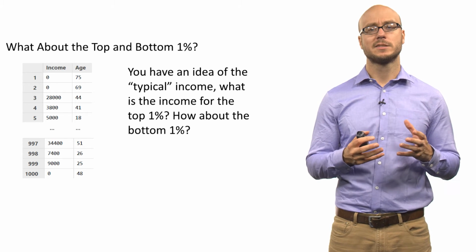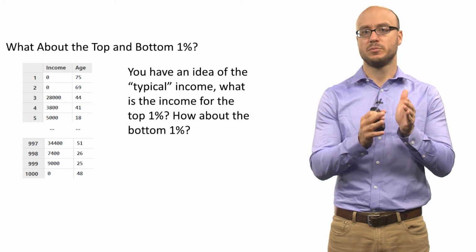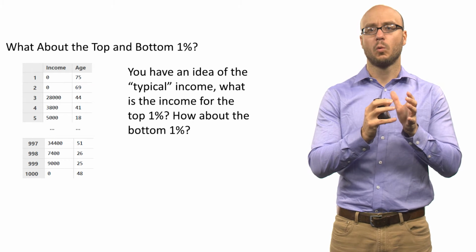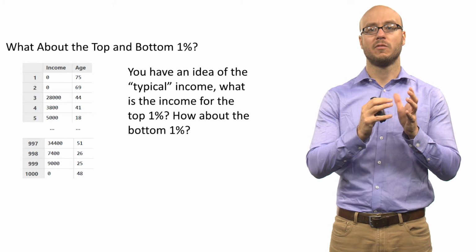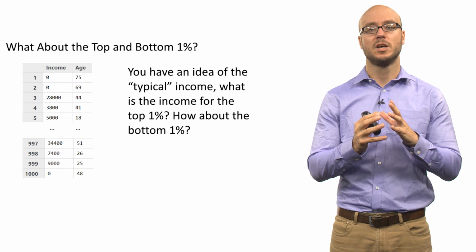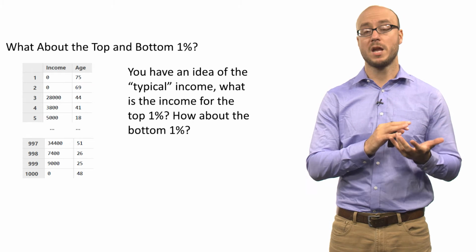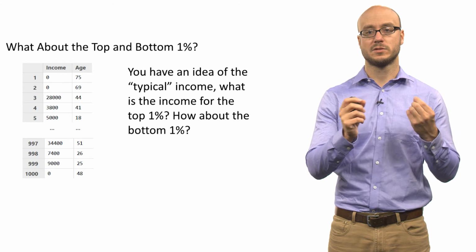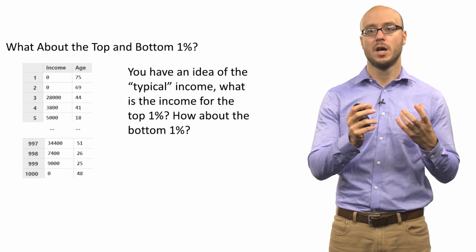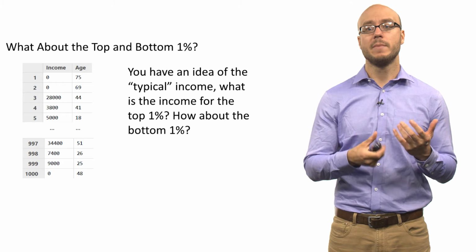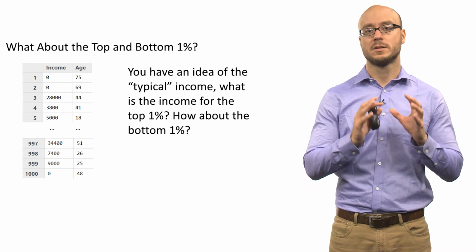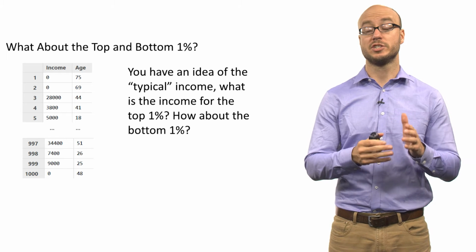But you might ask, well, we're just looking at the center part of this distribution, of this numerical variable. What's the income for the very rich, for the top 1%? What's the income for the bottom 1%? So if you look at the tails of this distribution, how much money are they making? Well, this requires a different measure of location than just these measures of central tendency.